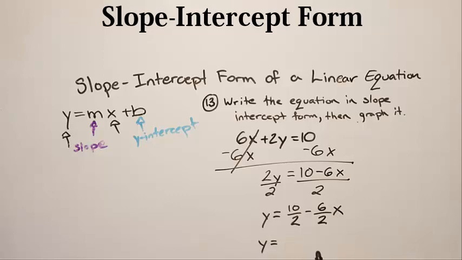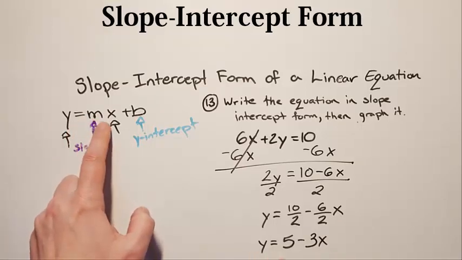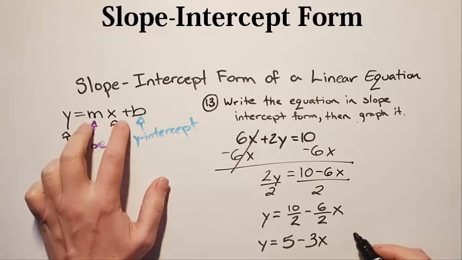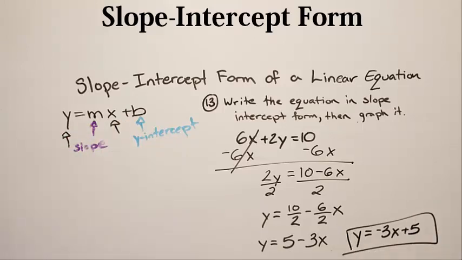Simplify it if you are able to. 10 divided by 2 is 5. Negative 6 divided by 2 is negative 3. The x was stuck to that. It is y equals, but notice the number with the x is written second. This needed to be written first, so we're going to go ahead and rewrite it. So y equals negative 3x should have been written first, and then we could have added that 5. So we just rearranged the right side so it looks like it's in slope-intercept form now.